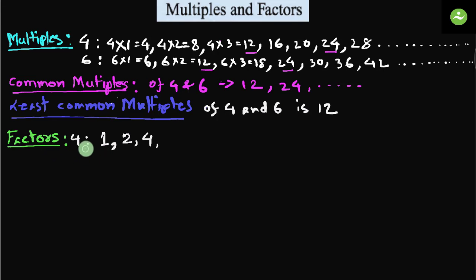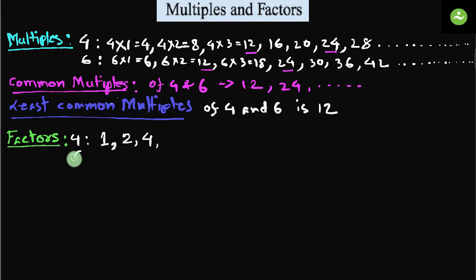So what are the factors of 4? 1, 2, 4. Why is 3 not a factor of 4? Because if we divide 4 by 3, there is a remainder. 1, 2 and 4 divide 4 evenly and there is no remainder. That is why 1, 2 and 4 are factors of 4.